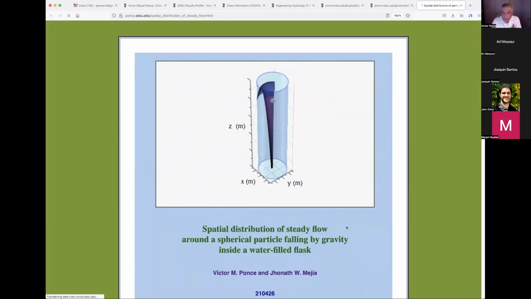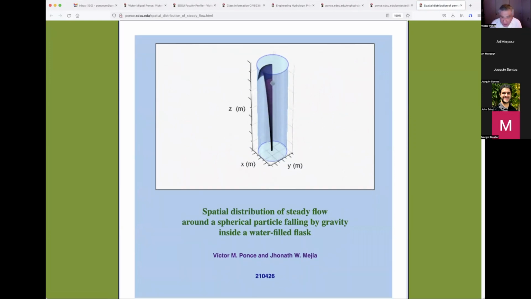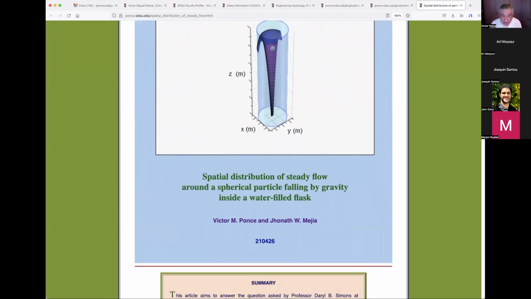The subject is spatial distribution of steady flow around a spherical particle falling by gravity inside a water-filled flask. A classical sedimentation project. And I know Professor Simons would have never attempted to ask that anybody solve this problem as Jonathan did, because it was too difficult. It would have taken a complete project for somebody to do this. And in fact, Jonathan did it. He knew his math and he spent some time on it.